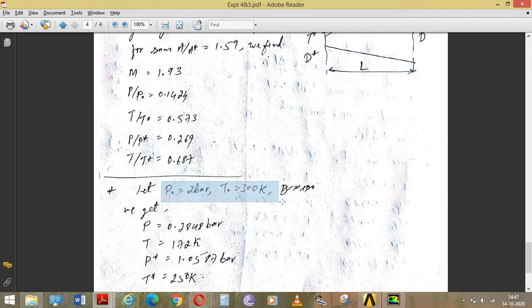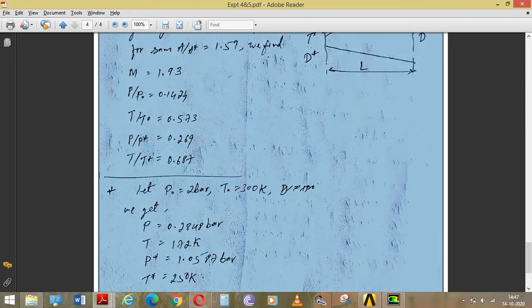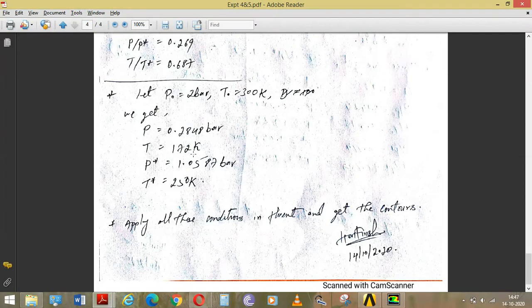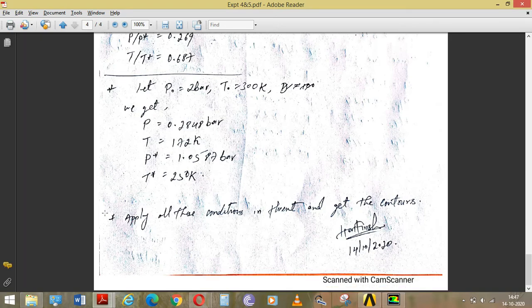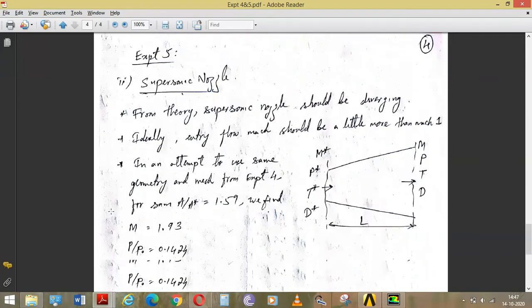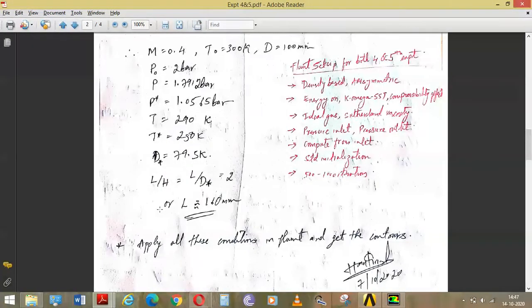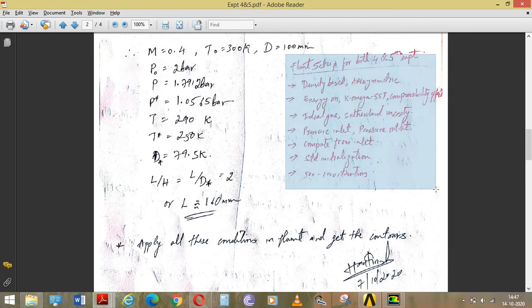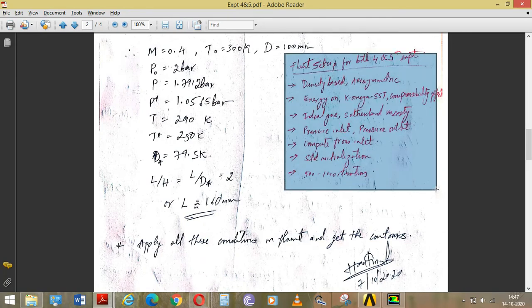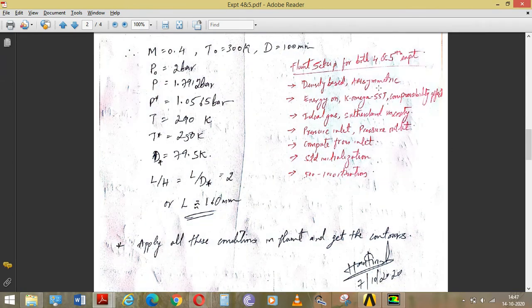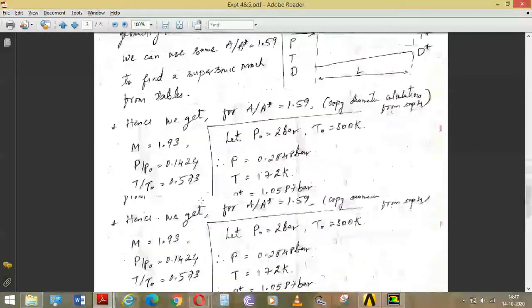Again, I have taken the same test section. It is 2 bar, 300 Kelvin. All the other values are the same as the supersonic diffuser, since the area ratio and Mach number are the same. Apply all these conditions and get the contours. This setup is the same for everything. For experiments 4 and 5, for both nozzle and diffuser, you can use the same setup: ideal gas, density based, axisymmetry, energy, k omega SST, compressibility effect, ideal gas, pressure inlet. All these things are same.